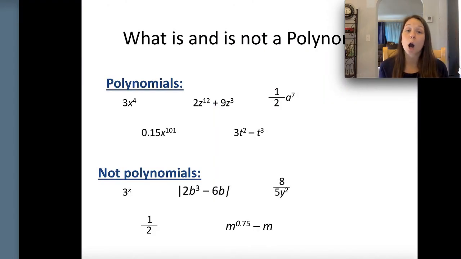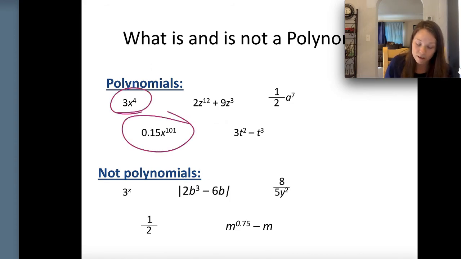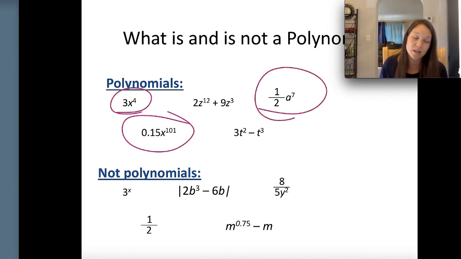Let's look at some examples of what are polynomials and are not polynomials, because that sometimes can be helpful when determining between the two. So things that are polynomials are like 3x to the 4th, 0.15x to the power of 101, 1/2 times a to the power of 7. Things that are not polynomials: 3 to the power of x, where x is the exponent, is not a polynomial. M to the power of 0.75, where we don't have these whole number exponents. Something here where we have these absolute value bars, not a polynomial. And when your variable ends up in the denominator of a fraction, also not a polynomial.